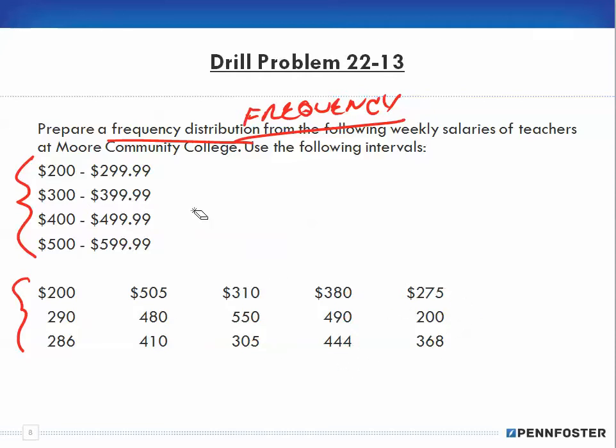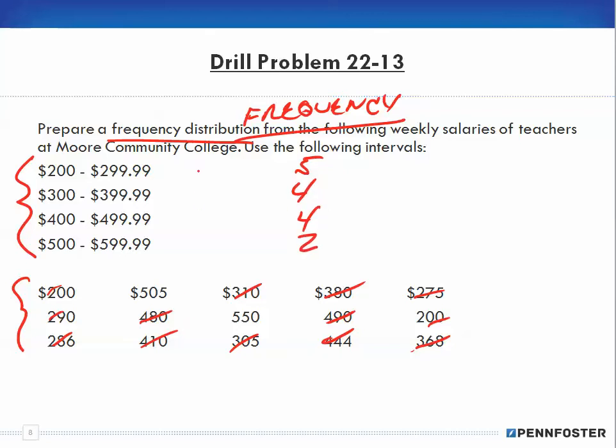Okay, here's how I would have done it. Because I know that my intervals are in the 200s, 300s, 400s, and 500s, all I need to do is just count them up. I'm going to start with 200s. Here's 1, 2, 3, 4, 5. That's my frequency. There's 5 200s there. 300s, 1, 2, 3, 4. 400s, 1, 2, 3, 4. And 500 would be the other 2, the remaining 2. And that's my frequency distribution.